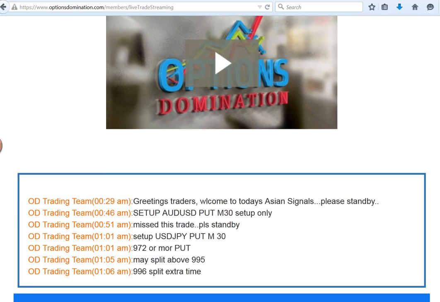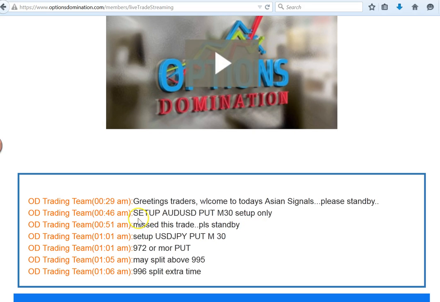So basically what happens is at the beginning of the session you will get this greeting from the trader. He greets us and then he tells us to set up a particular trading pair. This means you set up Aussie dollar, US dollar, and we are going to be taking a put position for 30 minutes. This M30 means 30 minutes. There are times when it might say M20, which means 20 minutes. It gets you to set up so that when it tells you the strike price at which to enter, you are ready to go.